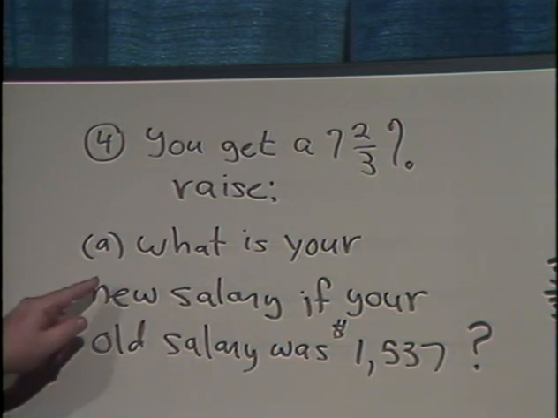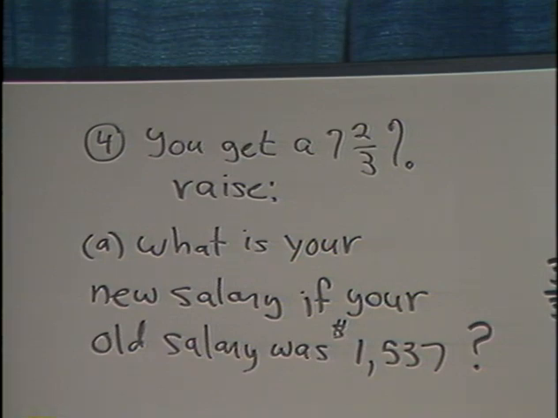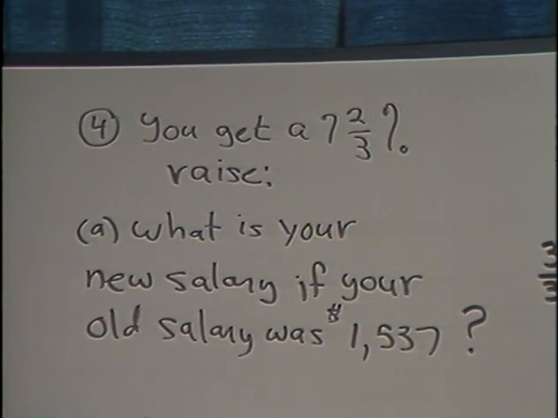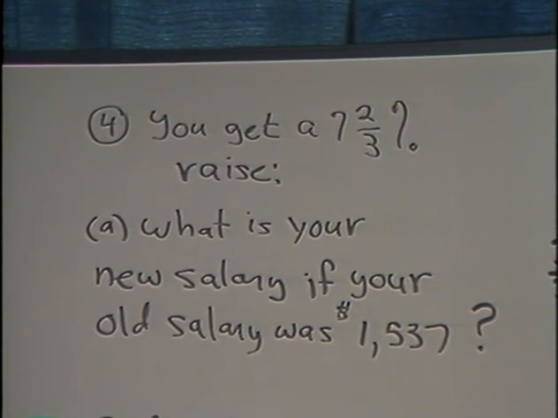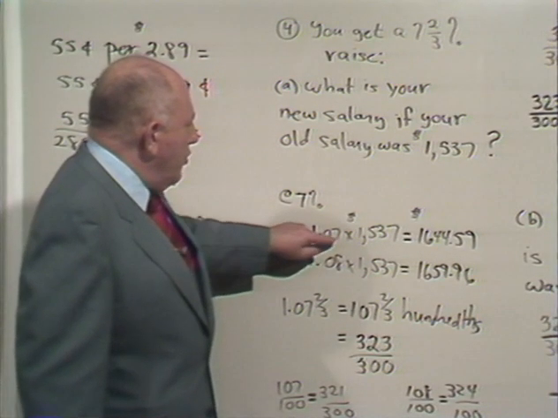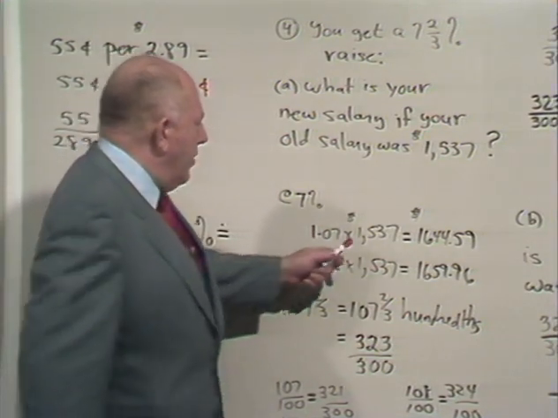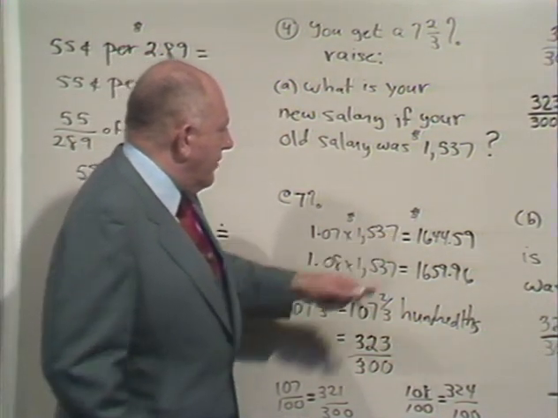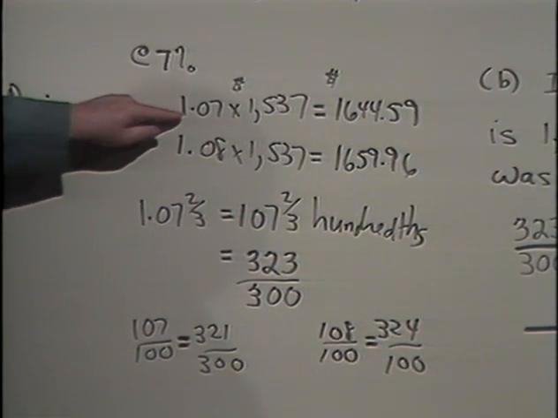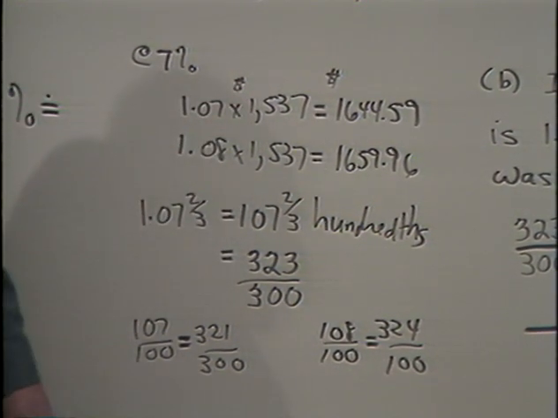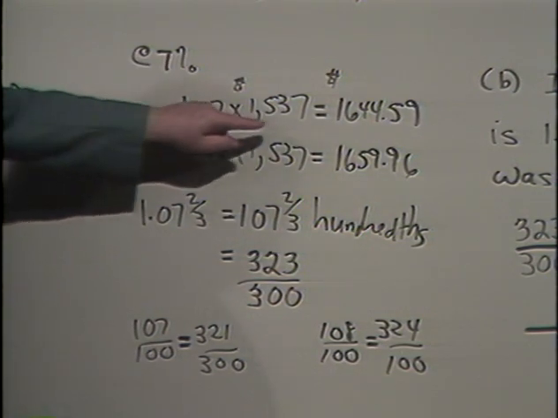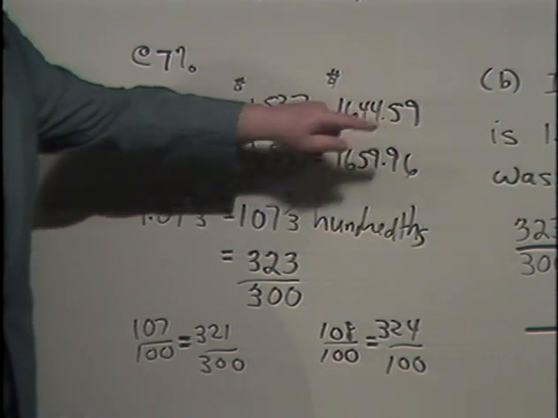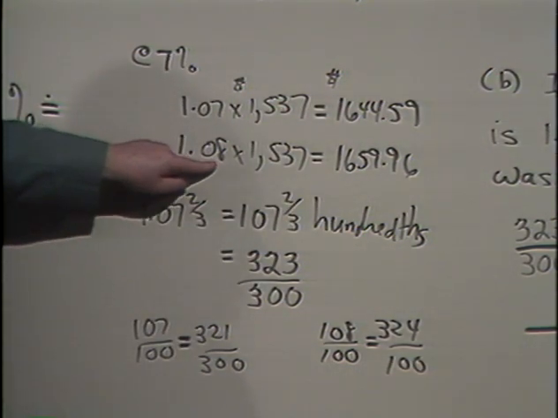Well, you see, again, if numbers like 7 2/3 bother you, work with 7% and 8%. See, 7 2/3% is between 7 and 8%. You see, if you get a 7% raise, that means that for every dollar you were making before, you're making $1.07 now. So in other words, if you were making $1,537, you're now making what? $1.07 times 1,537. So in other words, at a 7% raise, you would be earning $1,644.59.